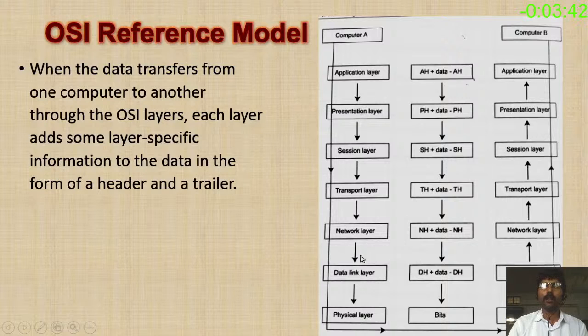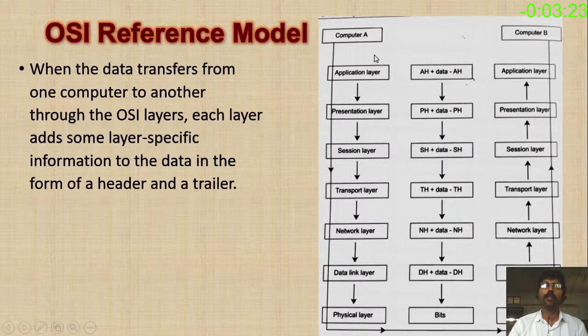These layers take some of the service from their bottom layer. For example, this data link layer takes some of the service from the physical layer. This network layer takes some of the service from the data link layer.